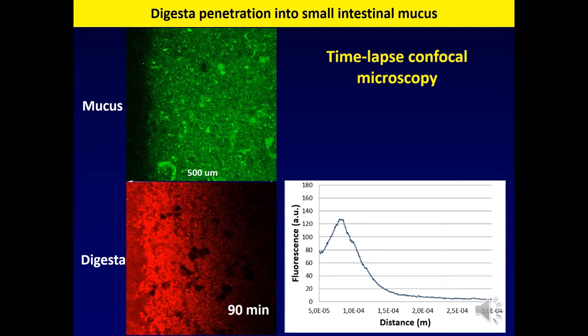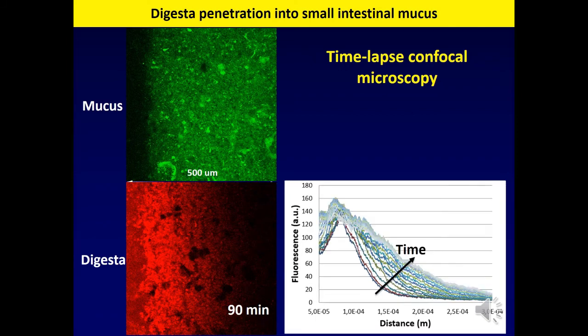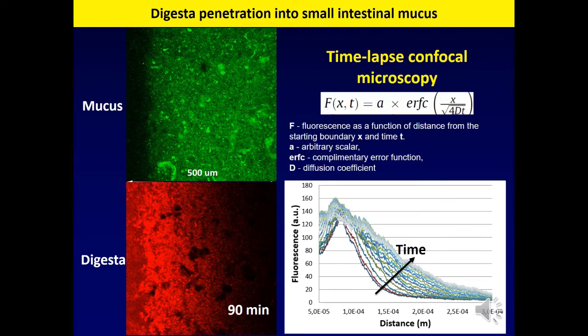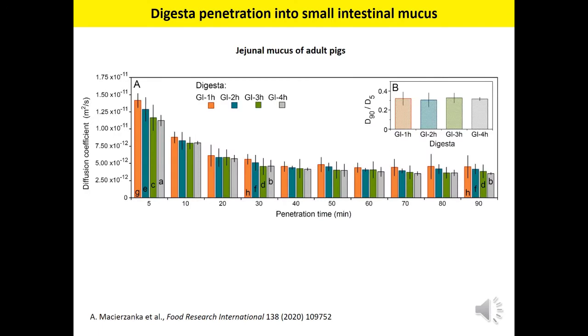And of course, for every time point of this experiment, the fluorescence profiles for lipids were recorded. And then from the profiles, it was possible to calculate effective diffusion coefficients for digesta in the mucus. This is how the final data look. The diffusion coefficient of digesta was reduced by about 70% over the first 30 minutes of penetration into the mucus, and then it was constant until the end of the experiment.